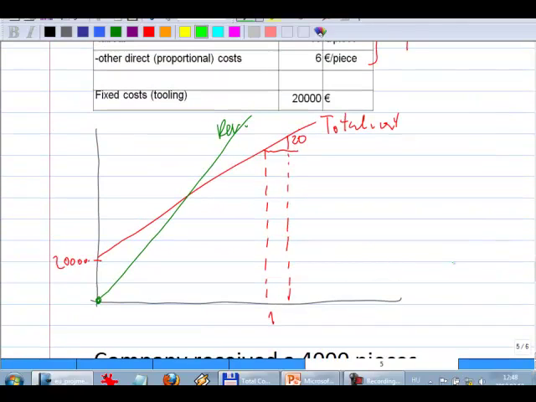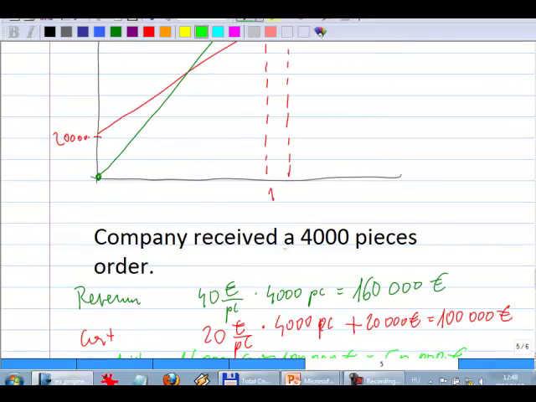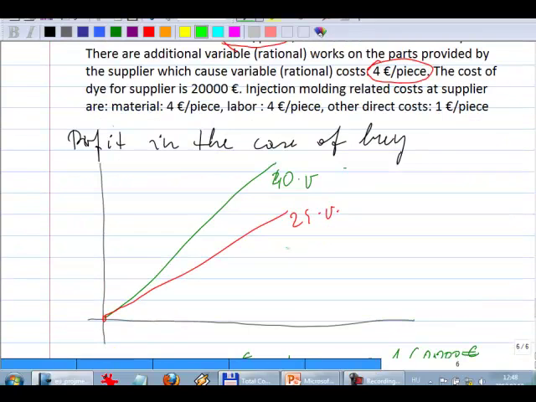For us, it seems that we have a break-even. In the case of buying, we don't have break-even. There is no break-even, it is zero.